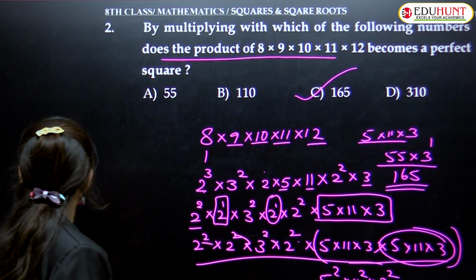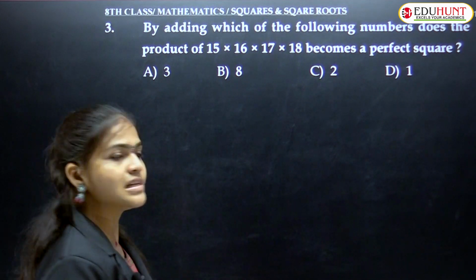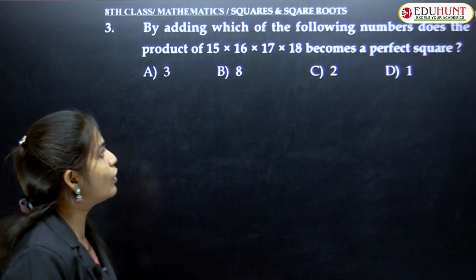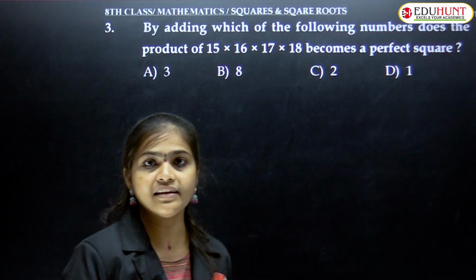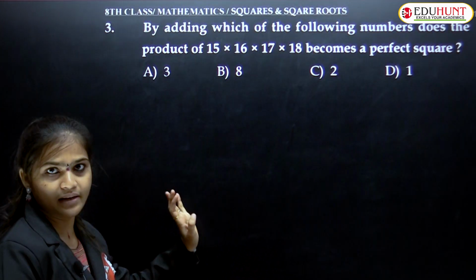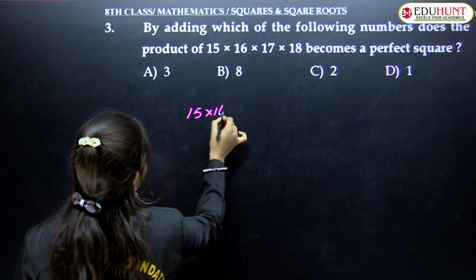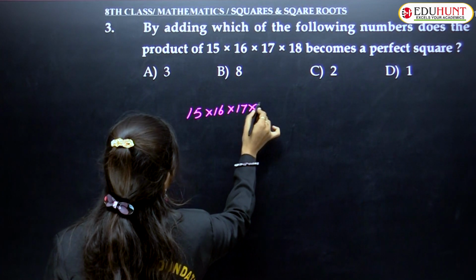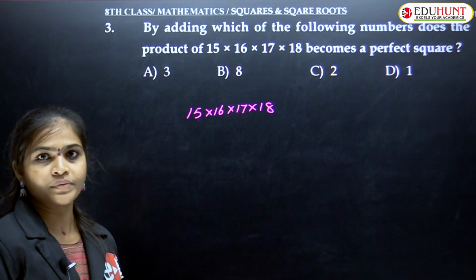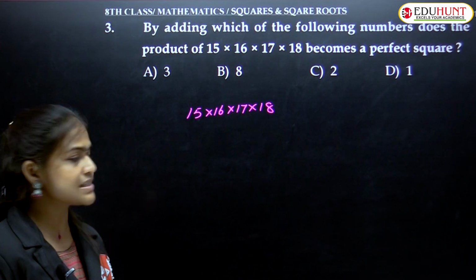Understand? Yes. Next question, the third question. This is also just like the previous one, but here, by adding which of the following numbers can we make it a perfect square? What is the number they have given here? 15 into 16 into 17 into 18. After multiplying this, by adding which number to make it a perfect square, they are asking.